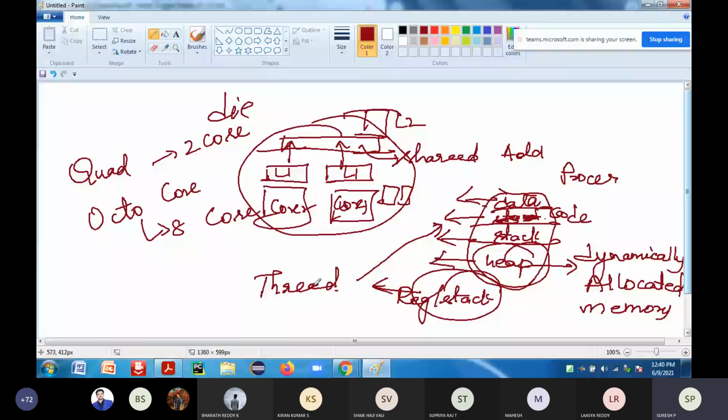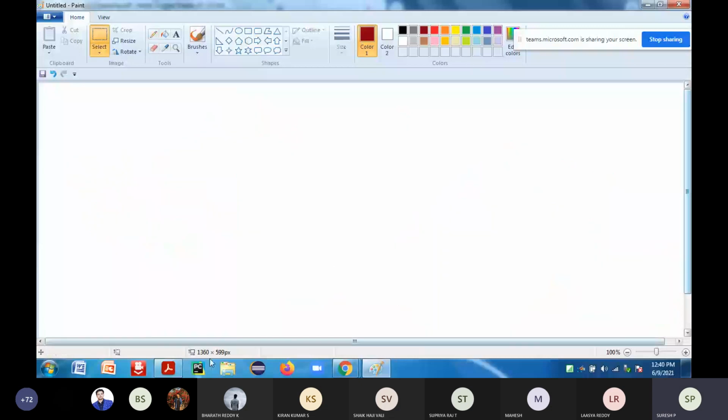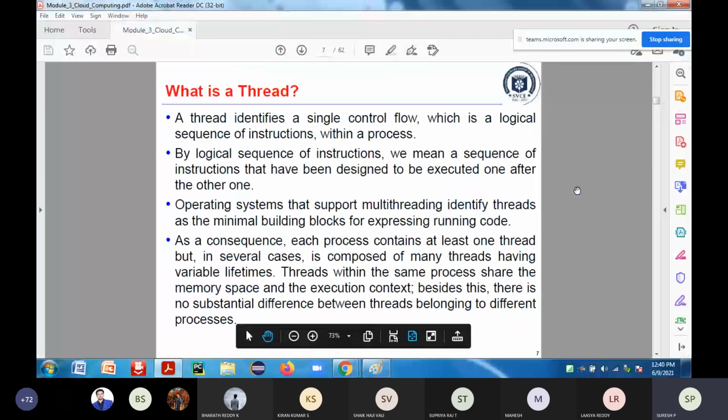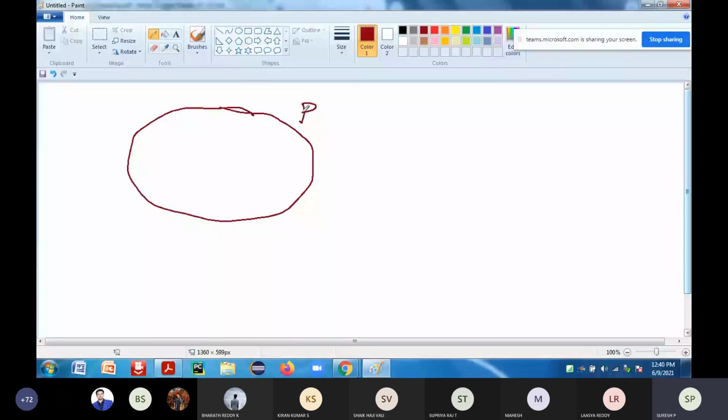Okay. So next, when it comes to threads. When you take a process, generally it can have only one thread, or it can have multiple threads. As I told you, it is a single concept. If you take the process, inside the process you can have a number of threads.